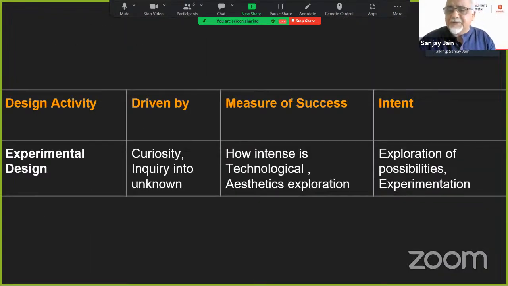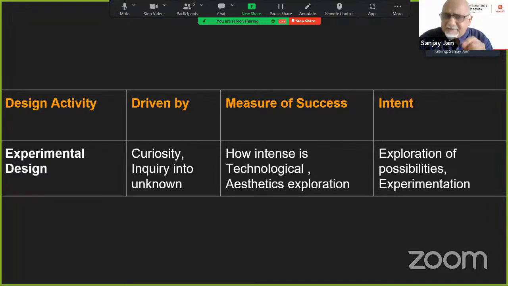Next to that will be experimental design. This is where I think science and art and technology and other areas work together. So it's cross material research. So this is at the crossroad where the driver is not profitability. Driver is not to serve the underserved, but is about curiosity, is about inquiry into unknown. That is where some of you as designers could be working, and the measure of success is how intense is your technological or aesthetic expression or exploration.